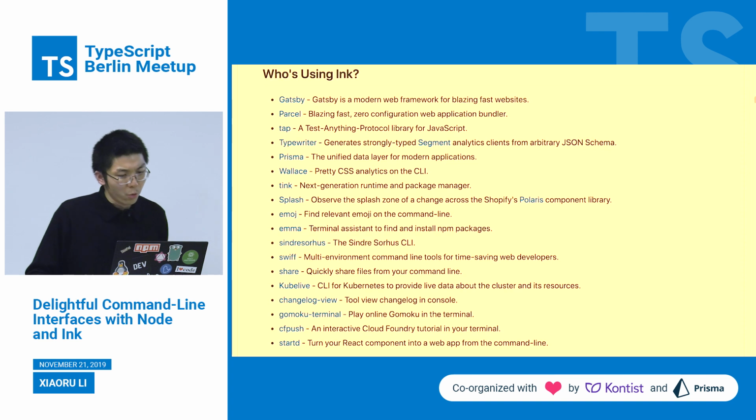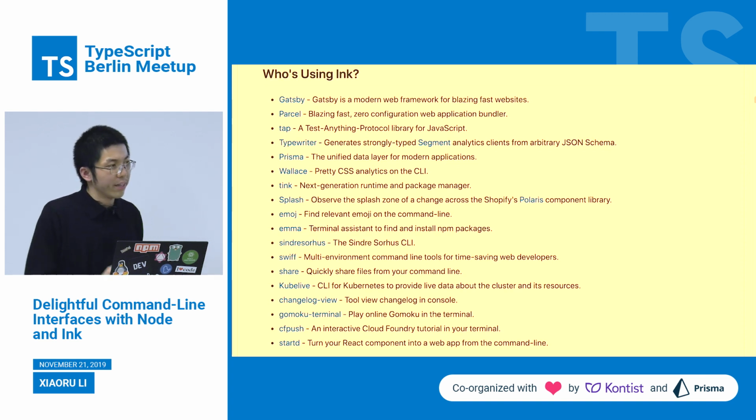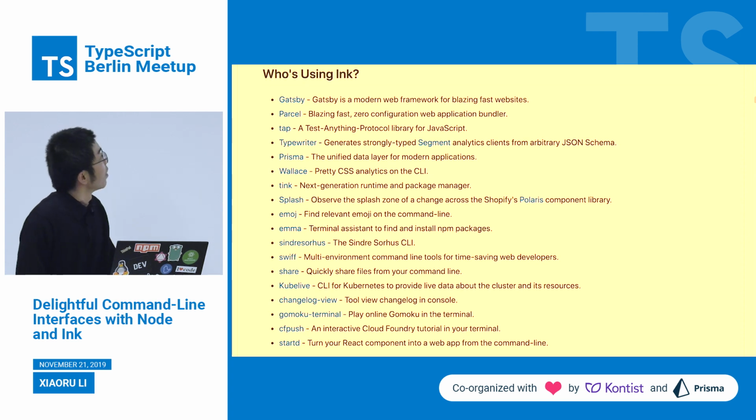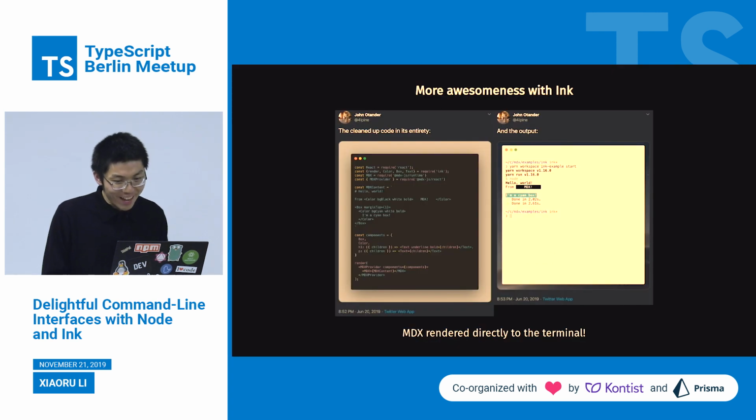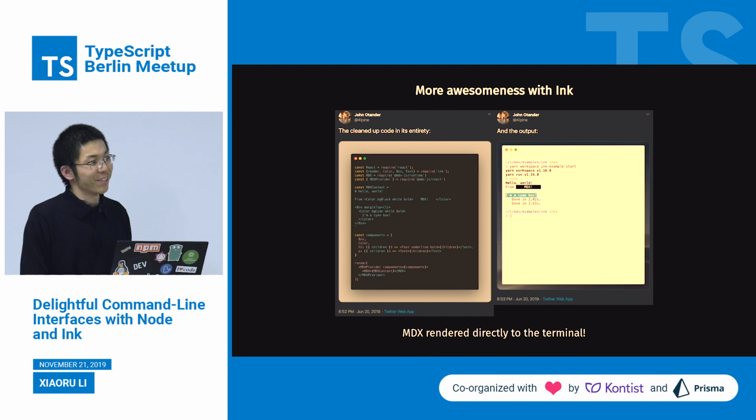In March, Ink version 2 was released, and this is the version that brought us Flexbox. Since then, many projects have already employed Ink in their toolchain, Gatsby for example, and I think Prisma is also doing this. And we can actually also render MDX markdown to the terminal like this. I think this is pretty useful when you want to make some documentation for command line interface tools.